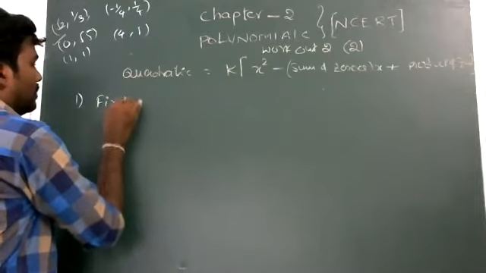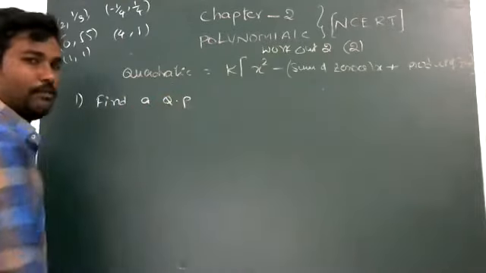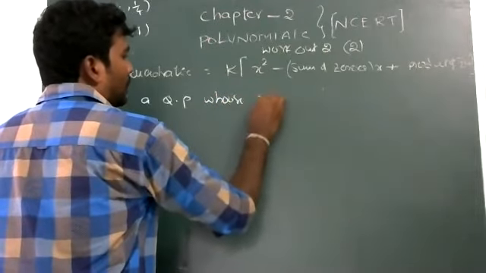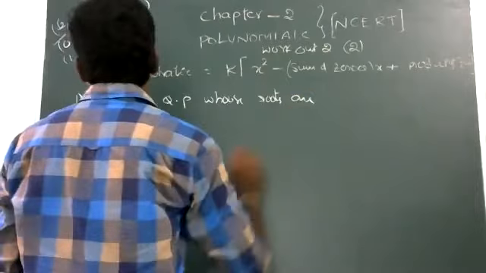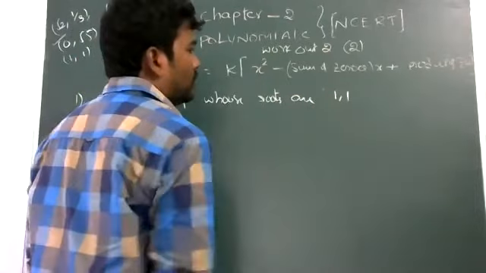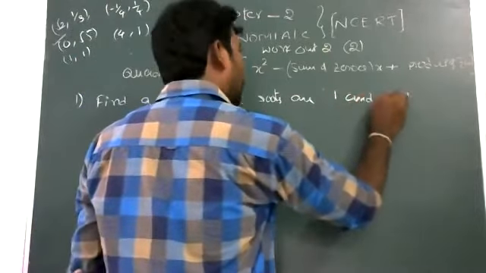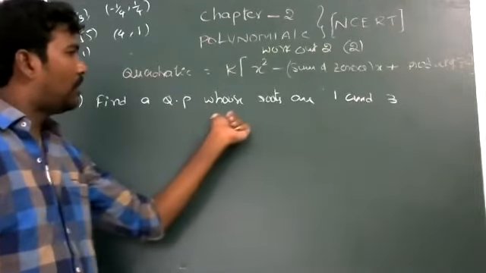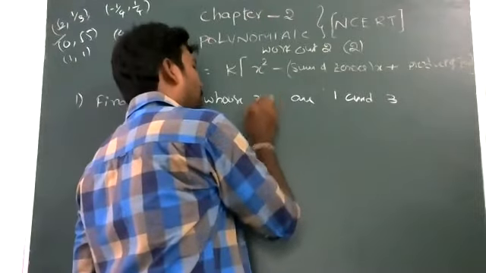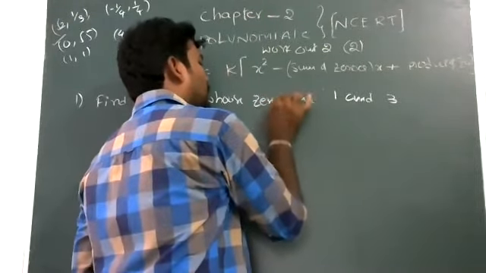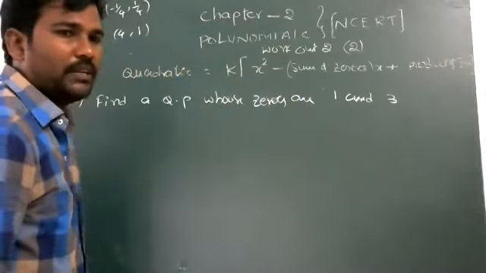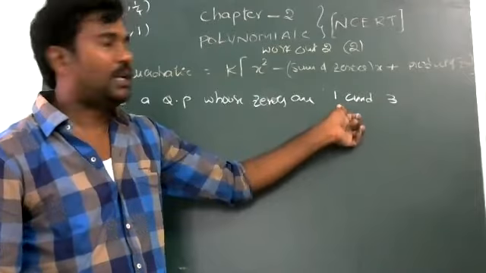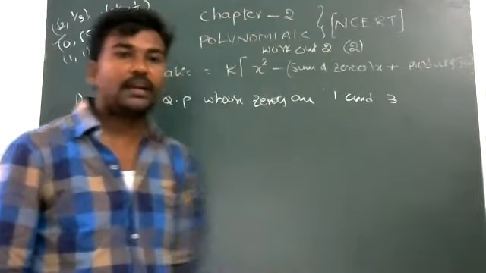Find a quadratic polynomial whose roots are 1 and 3. No problem, don't write roots, write zeros. Find a quadratic polynomial whose zeros are 1 and 3. Then same process. In the previous case, they gave the sum of roots equals 1 and the product of roots equals 3. Here they are given directly.